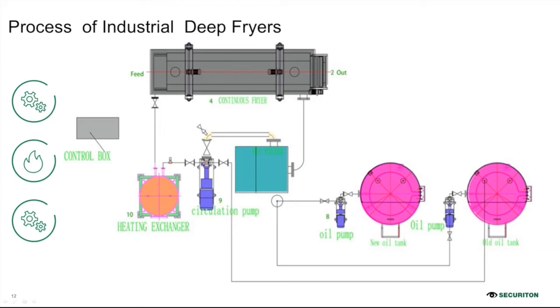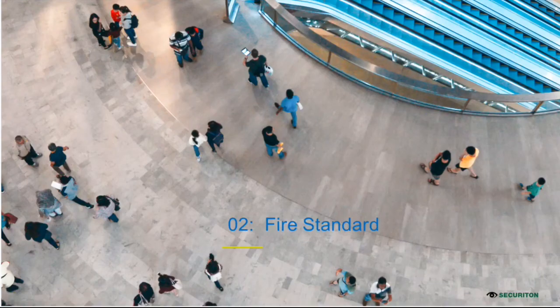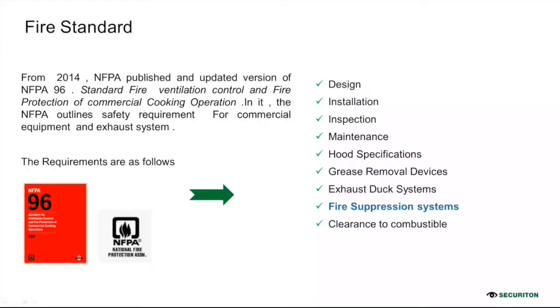So with this understanding of the components involved, we will be looking into the fire standards. What do the fire standards say about the detection system itself? If we look into the system, NFPA standards have clearly mentioned that from 2014 onwards, they published an updated version of NFPA 96, the standard on ventilation control and fire protection of commercial cooking operations. So basically, what is NFPA 96? It gives you a guideline. The guideline is safety requirements for commercial equipment and exhaust systems.